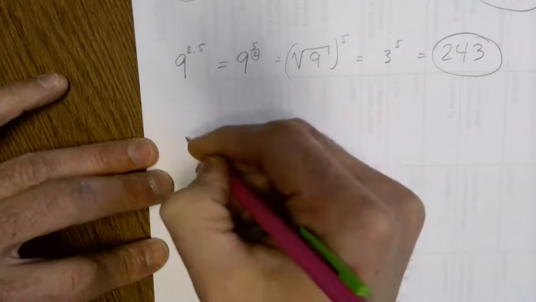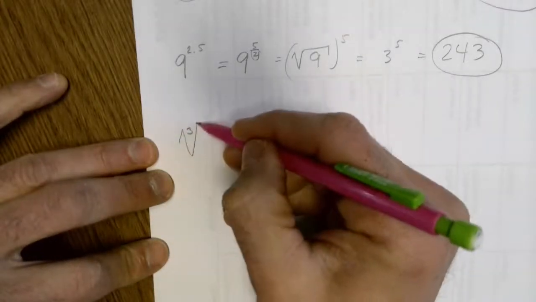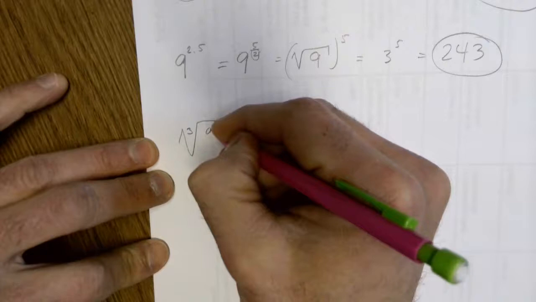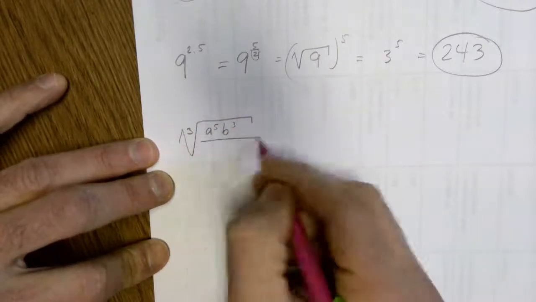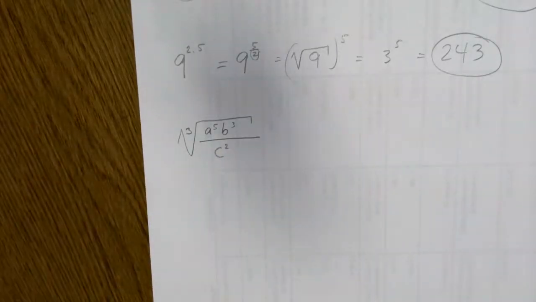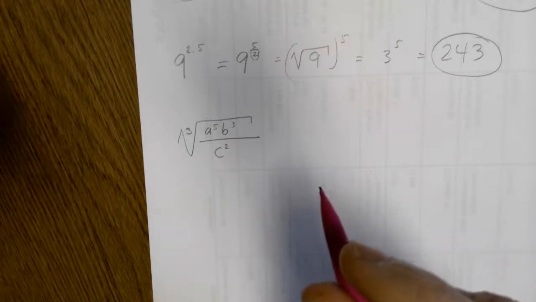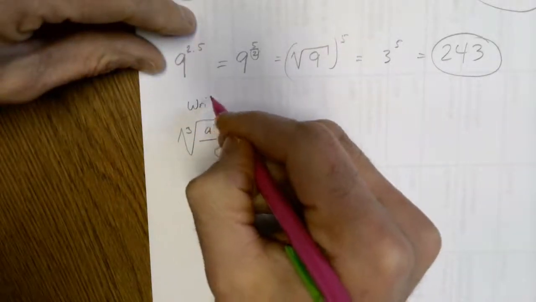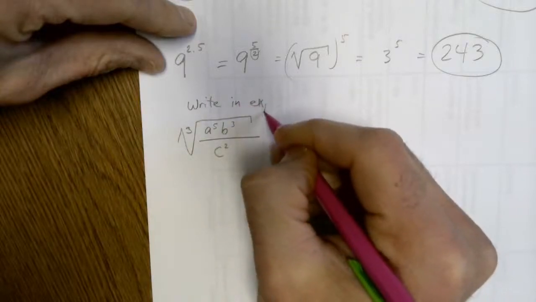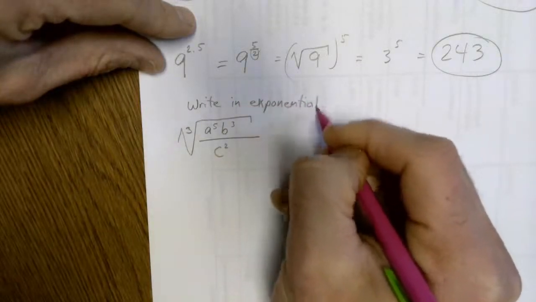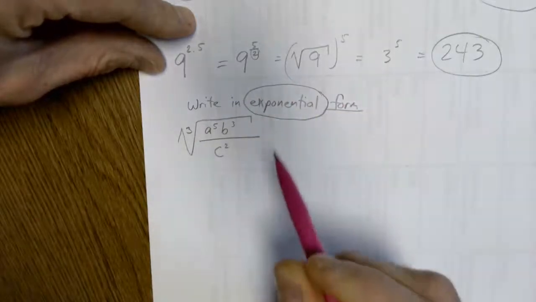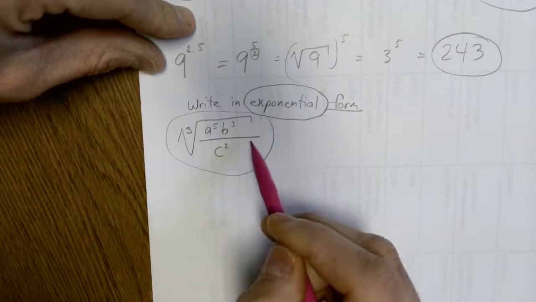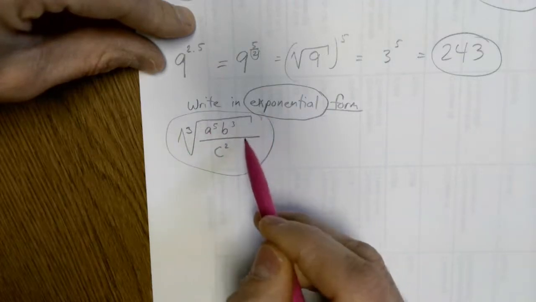Okay. Now, another situation. They're going to give you something like this. Whoa, okay, the 3rd root of a to the 5th, b to the 3rd, all over c squared. Now, can you simplify this? Not simplify. Sorry, wrong. They're going to say write in exponential form. Exponential form. That means change this to have only exponents, no radicals.